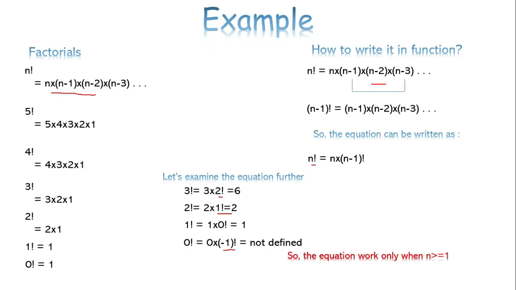So we can conclude that the equation we have works only when n is greater than or equal to 1. When n is greater than or equal to 1, the equation is n times n minus 1 factorial. Otherwise, when n is less than or equal to 0, n factorial equals 1.